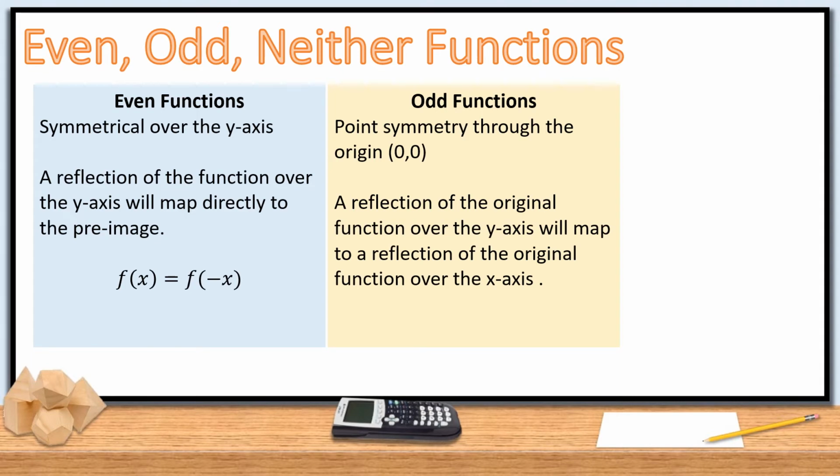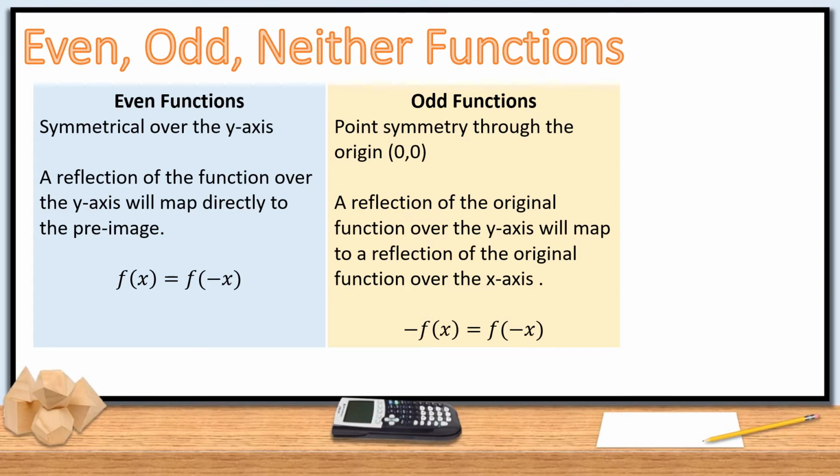What it technically is, if you reflect the original function over the x-axis and reflect the original function over the y-axis, the two reflections will be the exact same. Or if you reflect over x and then reflect over y, it reflects onto itself. That would be another way of thinking about it. So there's a couple of different ways that you can make sense of this in your head.